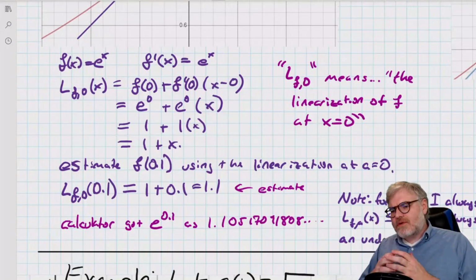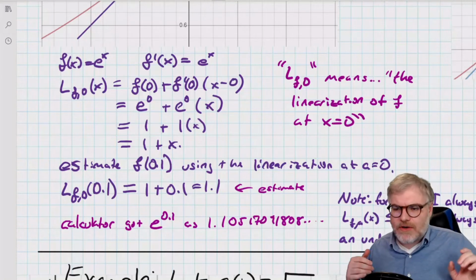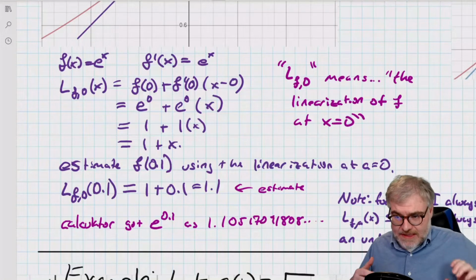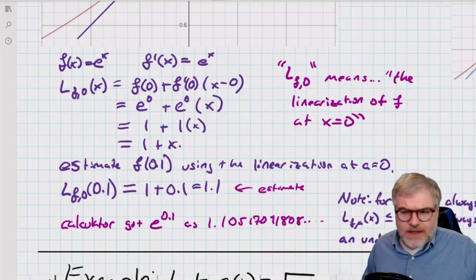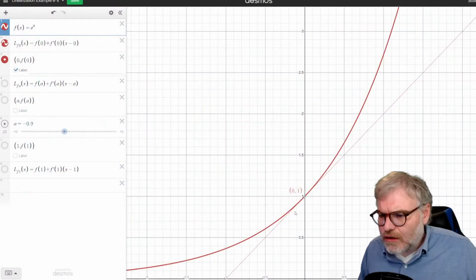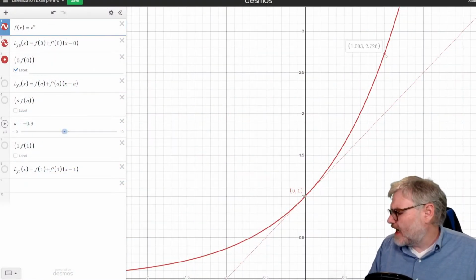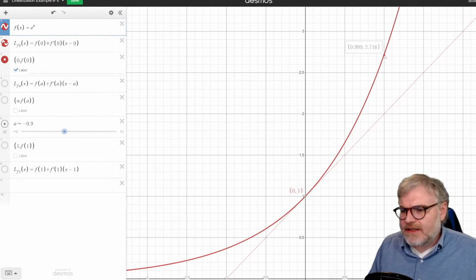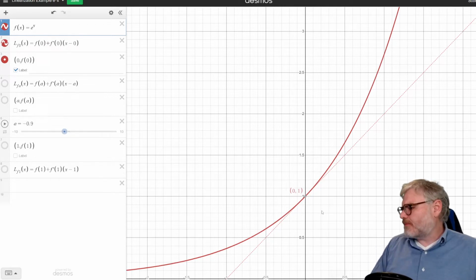And if I throw e to the 0.1 into my calculator, I get 1.0517. So it's close, right? It's not close here, right? If I'm trying to use the estimator at 0 to get the stuff around 1, it's horrible, right? I'm off by over 0.5, it's like 0.7.